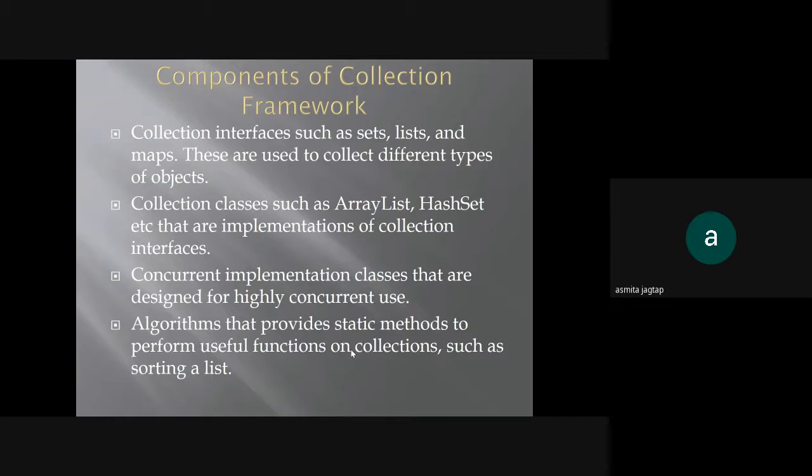The algorithms provide static methods to perform useful functions on the collection, such as sorting a list. Again see, sorting of a list, in how much time it sorts the list. So sorting of list, arranging the list, duplicates. If you don't want duplicates, then which class should I use? So these are the things we consider. Okay, these are the components in the collection framework.